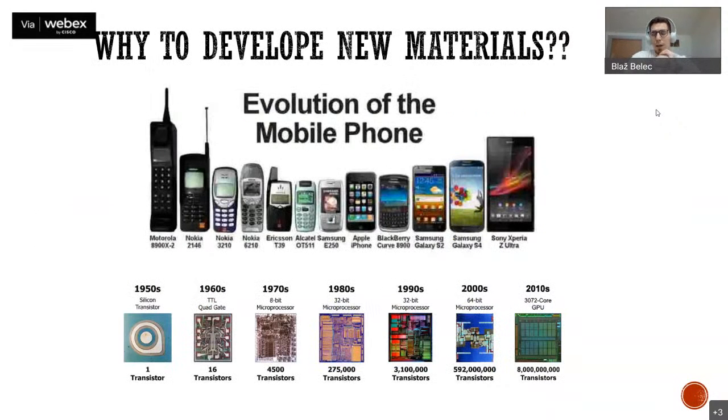Why do we want to develop new materials? I think these two images are more than enough, because at the beginning we had those big bricks of mobile phones, then they got smaller and smaller, and today they are big again, but we basically have computers in our pockets. The same is true of microprocessors. First it was the silicon transistor. Now we have really small and very powerful processors that can store a lot of information and also calculate lots of information.